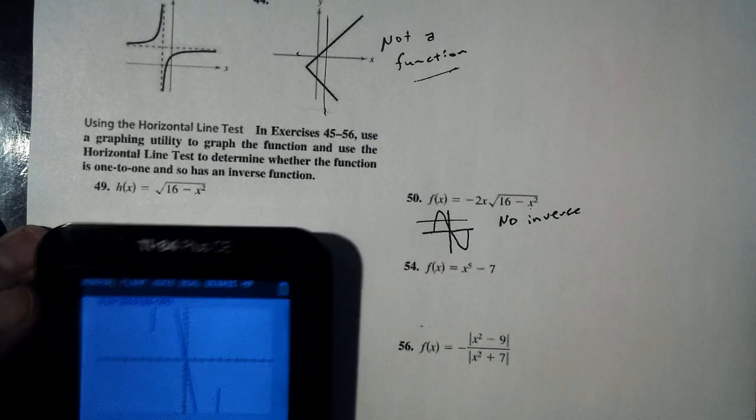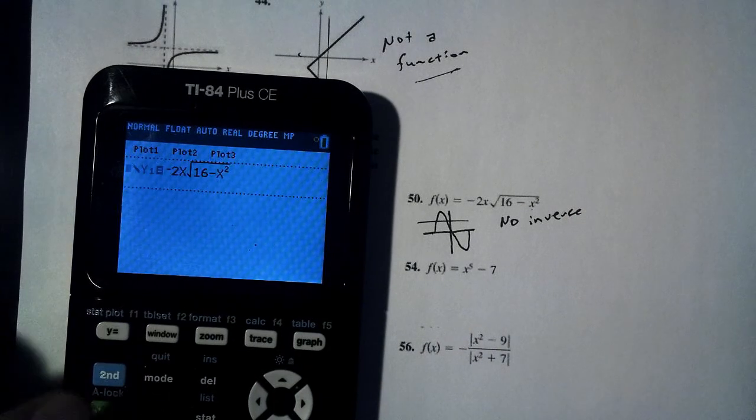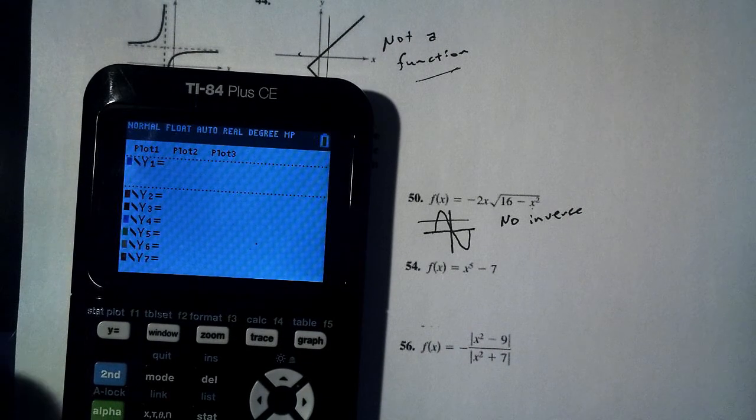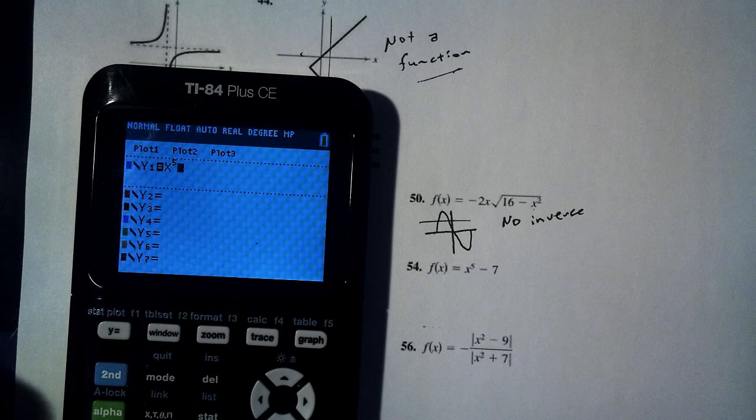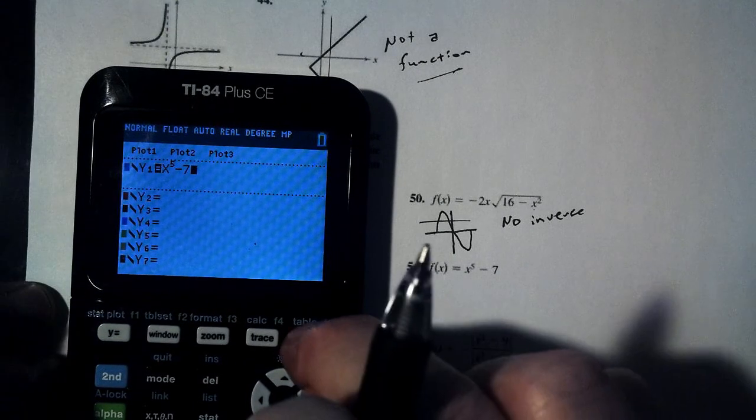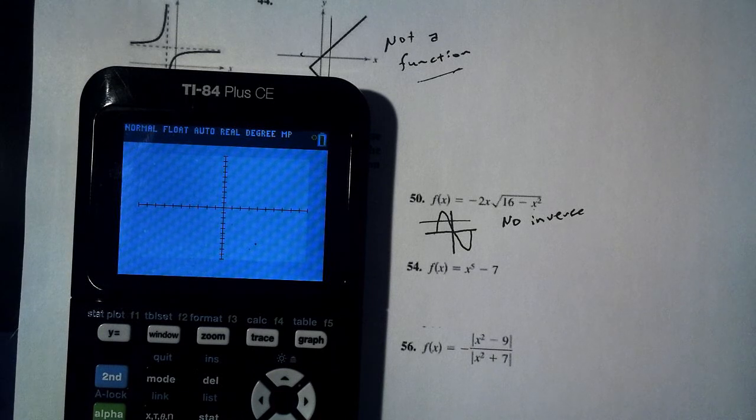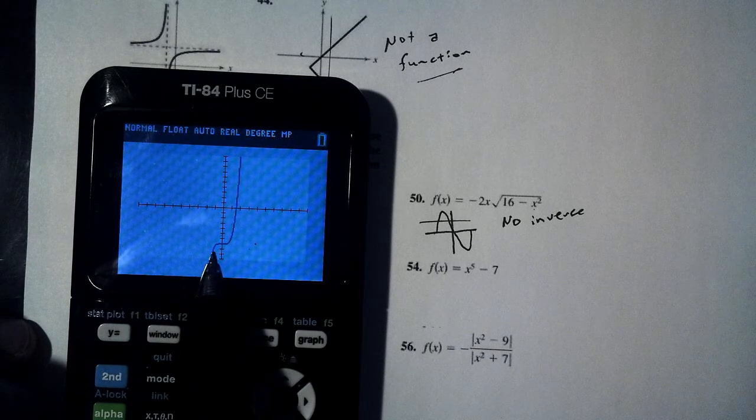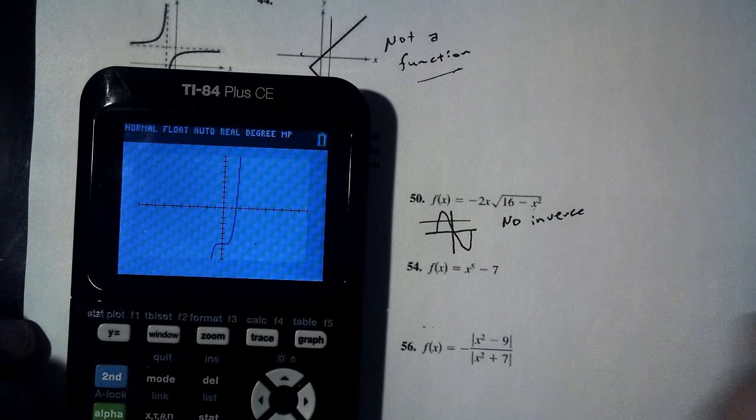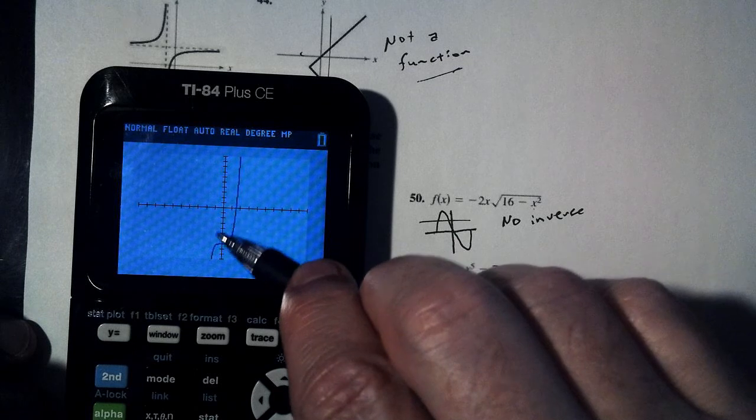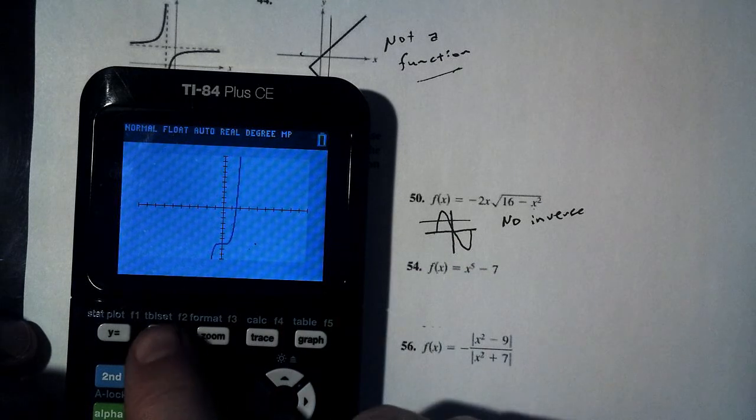Okay. Y equals x to the 5th minus 7. Clear and graph that. It's going to get big in a hurry. And it is a function. Here's the tough one, though: what's going on here? It looks like maybe a horizontal line test hits a whole lot of points. And that's down at -7.